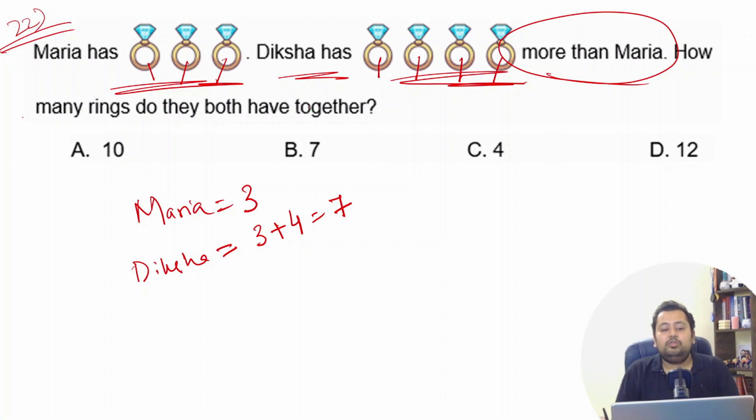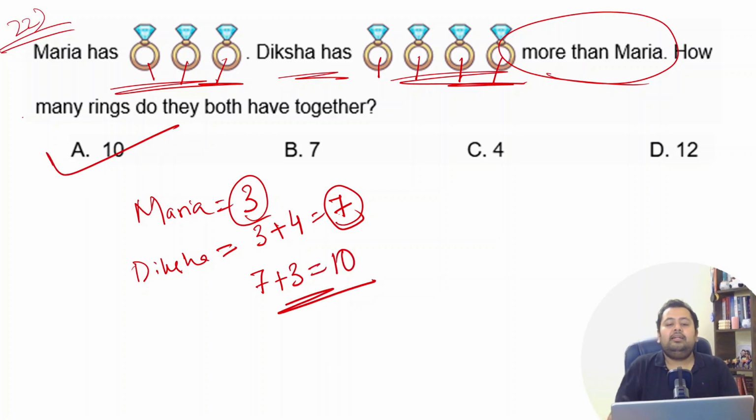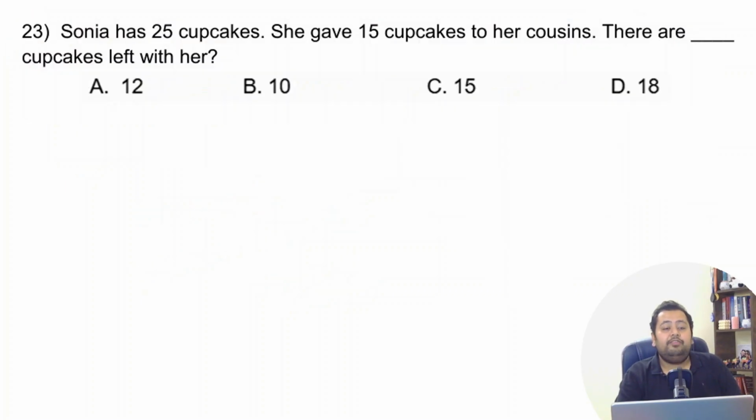How many rings do they have together? So together they have 7 plus 3, which equals 10. So they have 10 diamond rings together. So 10 is the correct answer. Hope you got it correct. If you did, give yourself a star. And we now move to question number 23.